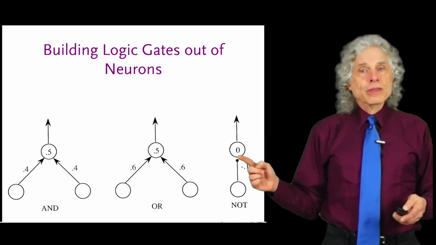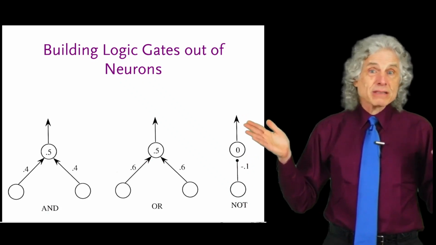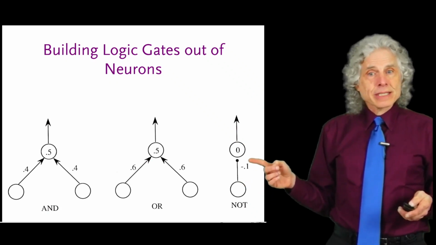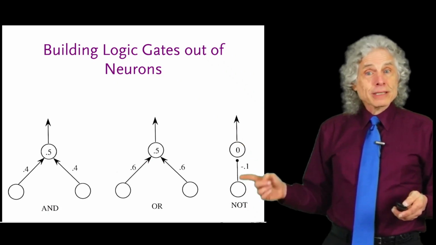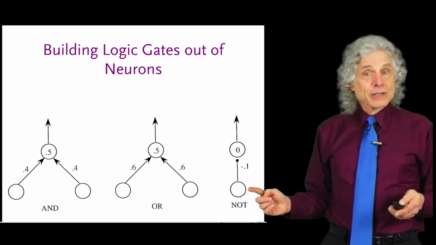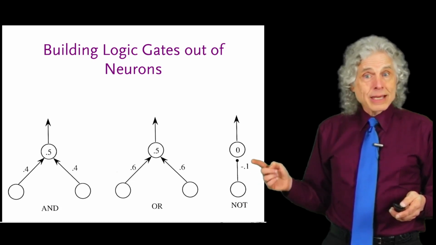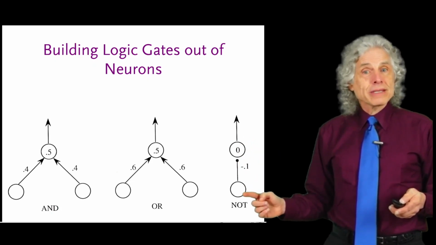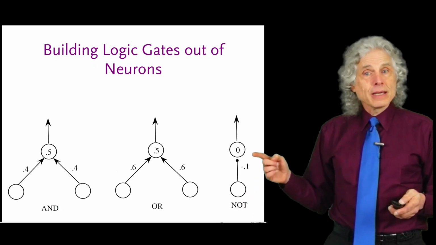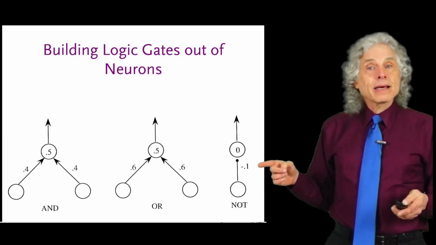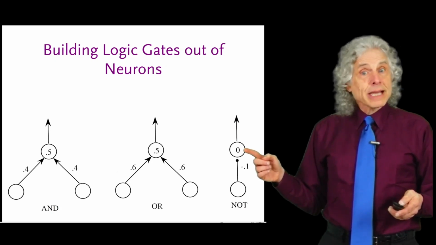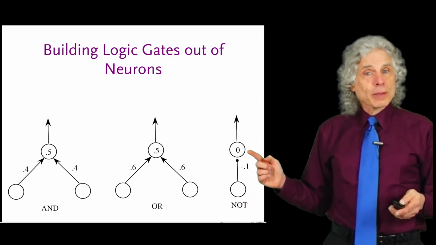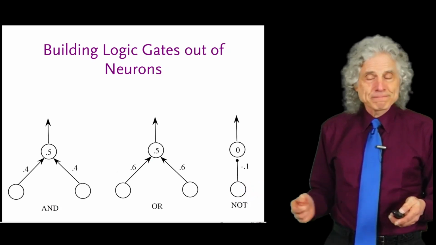Finally, imagine a neuron with a threshold of 0, which means to say it fires even when it gets no input. That's just what it does, it fires. With a single inhibitory synapse, we'll call it the not P neuron. We'll call this the P neuron. When P fires, 1 times minus 0.1 is minus 0.1. That drags it below the threshold, stops it from firing. Conversely, when this is not firing, when we have not P, when P is false, then nothing will prevent the output neuron from firing. It will fire when its input is not firing, that is, false. So not P is true when P is false, and vice versa.